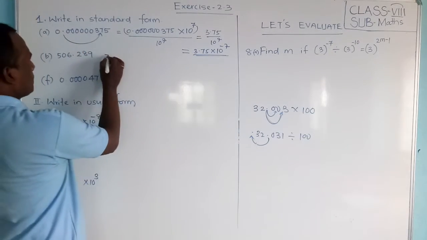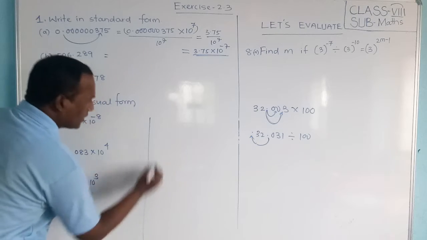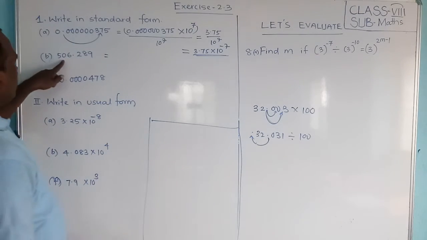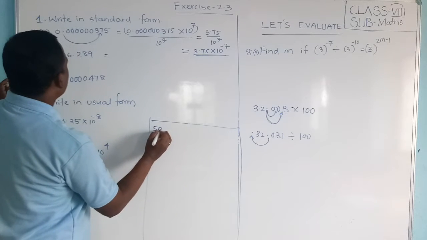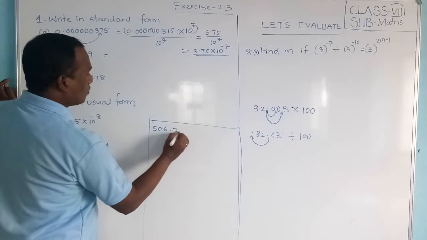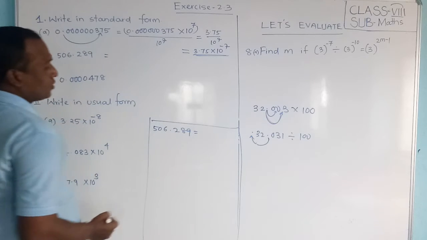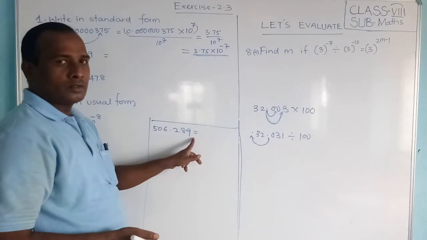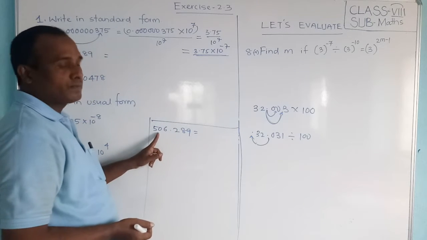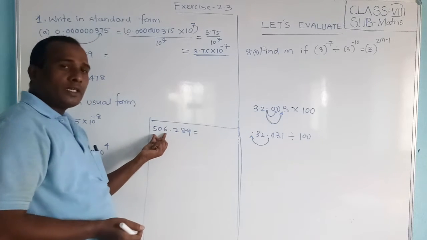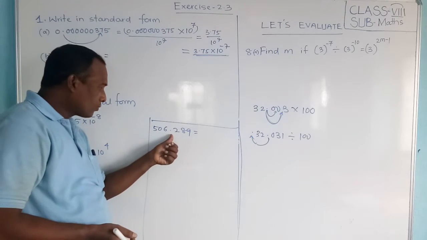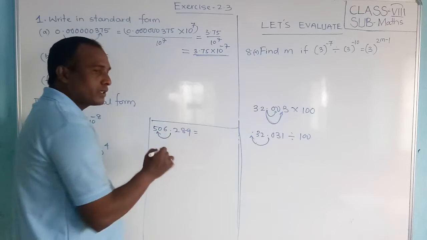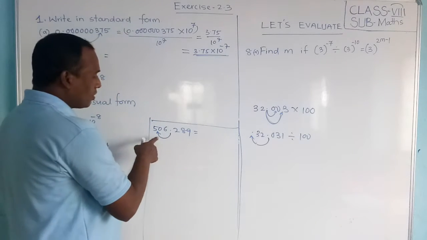I will do the same here, friends, and then I will explain. This I will draw here. 506.289 is equal to... First of all, you realize whether the decimal point should come left or right. Now the decimal point should come left, because in the left side numerical numbers are there. Whenever the decimal point comes to the left, then you have to divide. So how much do you have to divide?